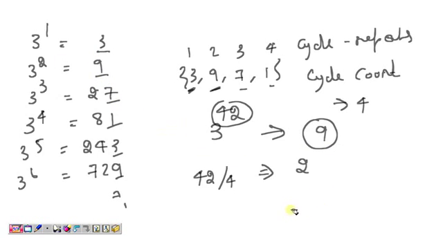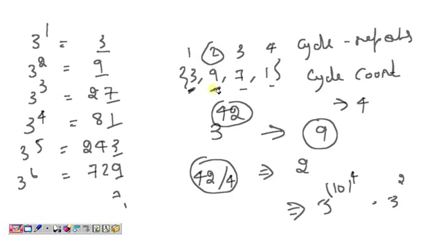Or else, you can write the same thing, 3 power 42, as 3 power 10 to the power 4 into 3 square. Something like this, you can break it. But better, take 42 divided by 4 and you get a remainder. That remainder, take it as the index here. So that will be the last digit.